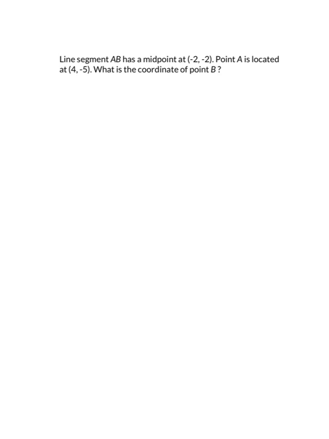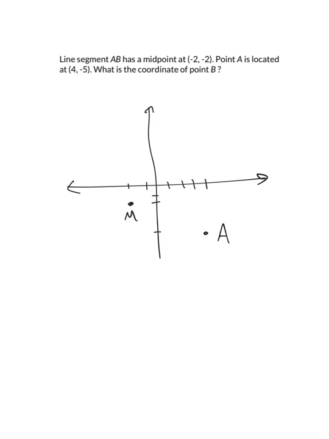Now, if we were to visualize this, point A is at (4, -5). So that's down here. So that's point A. And the midpoint of the total line segment is (-2, -2). So my midpoint is here. So that means that point B must be somewhere up here in quadrant 2. And so the question is at specifically what point.